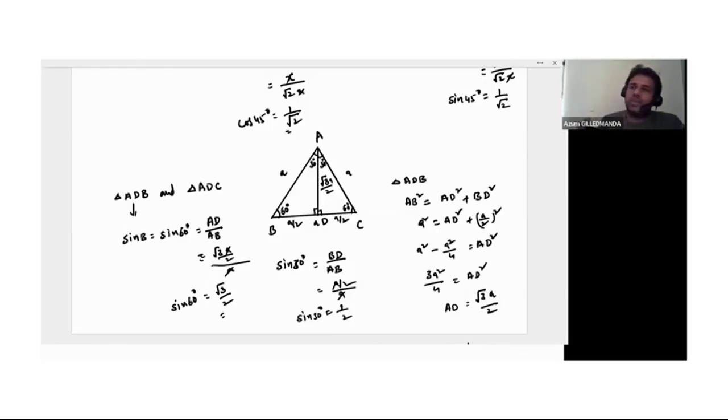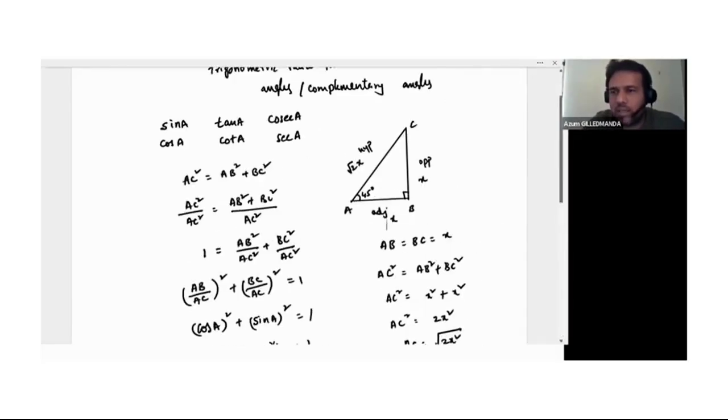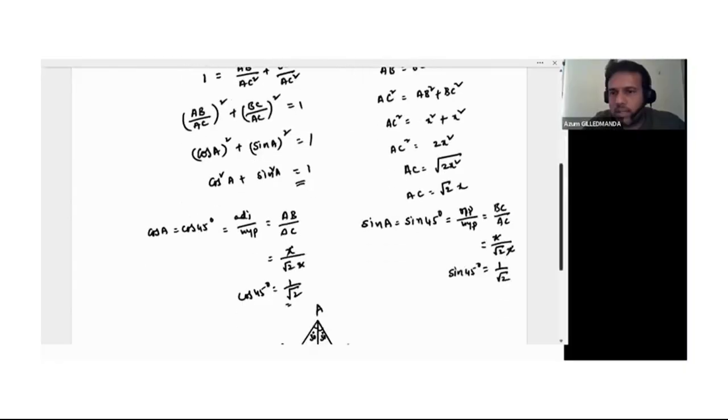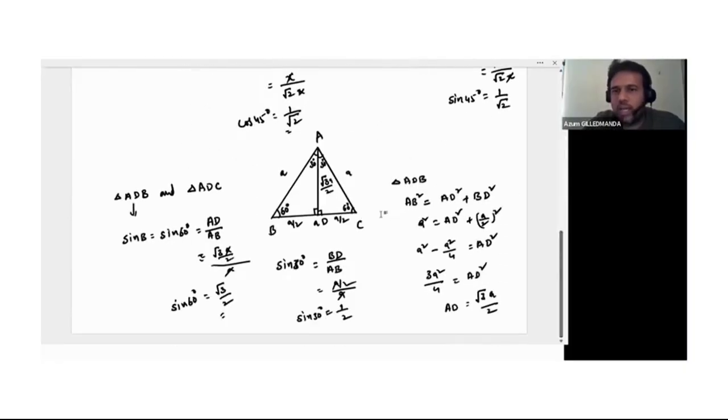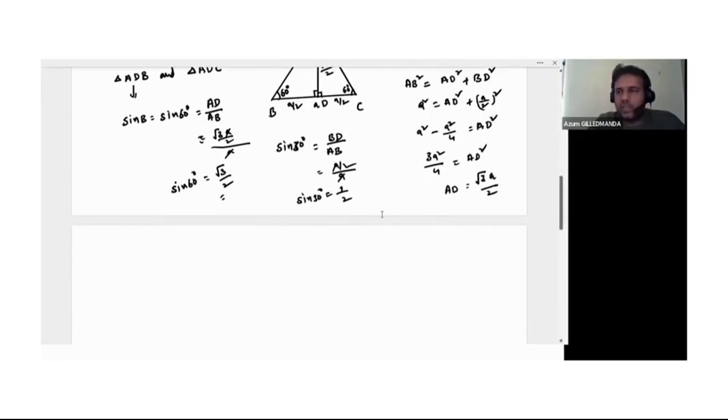So in the earlier case for 45 degrees, both the sides are equal in a right angle triangle. We found the value of sine 45 and cos 45, that is 1 by root 2 and 1 by root 2. Now we found the value of sine 60 and sine 30. Similarly, we can find cos 60 and cos 30 from this triangle. We just need to apply adjacent side by hypotenuse. So let's get into the next page.